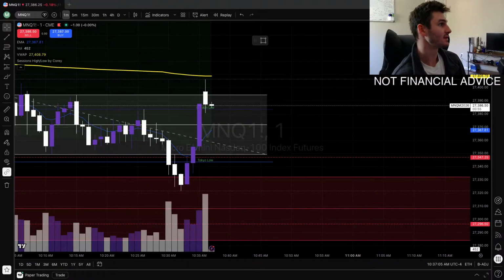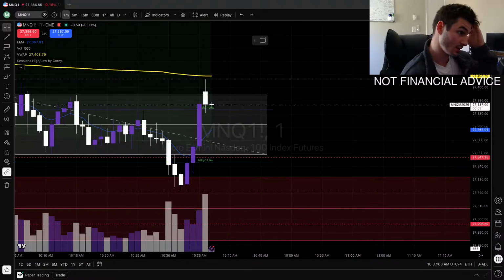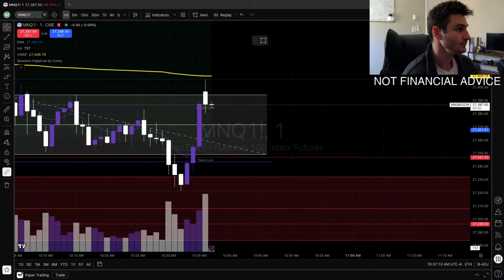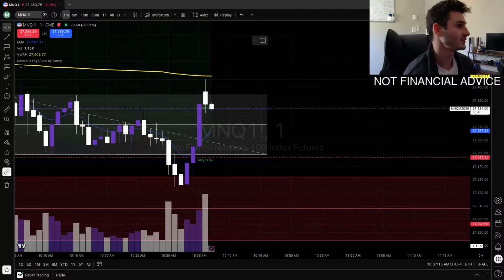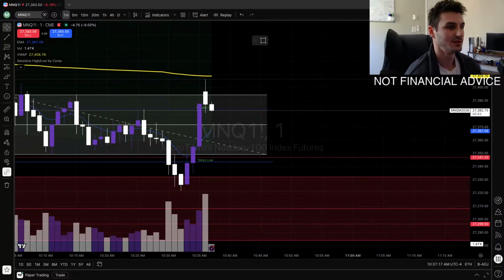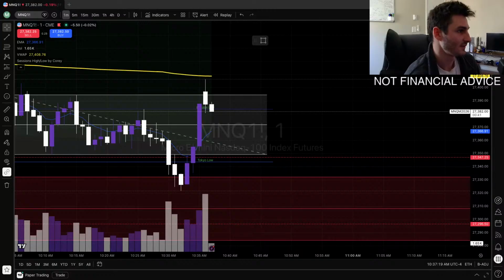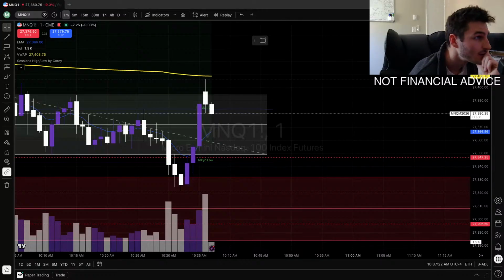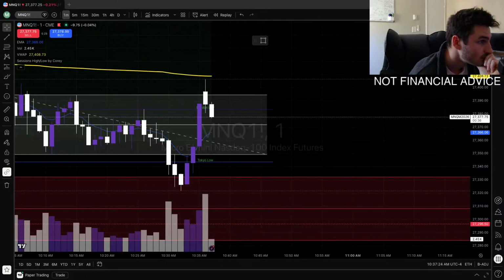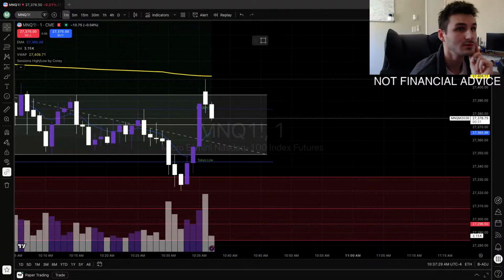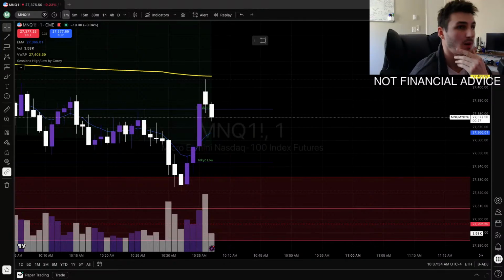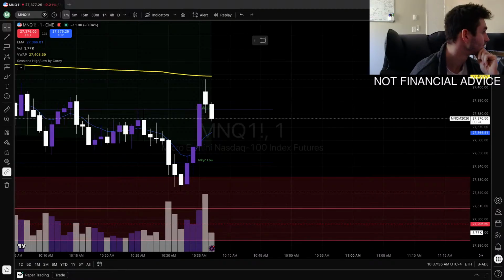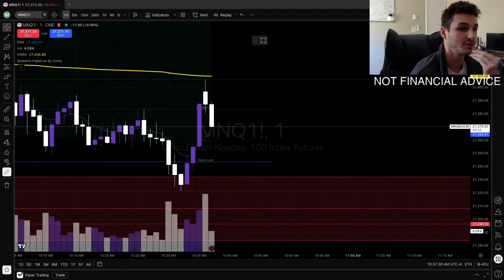We hit that 15-minute demand zone. It's broke structure to upside the 1 minute, 5 minute. Still a little choppy. Definitely a chop fest right now. I might just not take any more trades today though. Probably just chill.